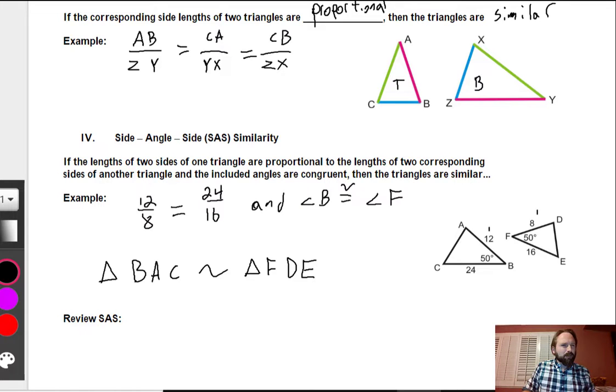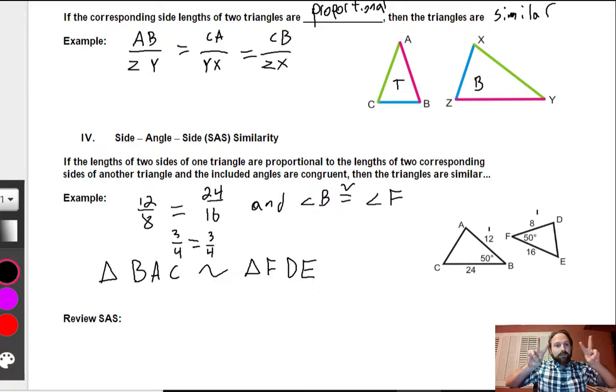Well, we should probably prove this a little bit. Divide by 4, I get 3/4. Divide by 8, I get 3/4. Okay, so yes, the two sides are proportional. All right, so let's review this, and we'll see this when we're talking about congruent triangles.